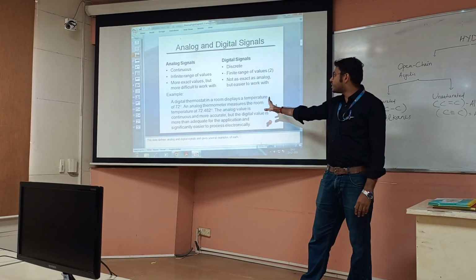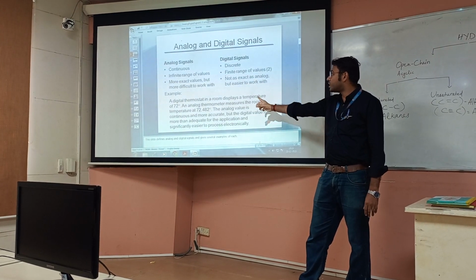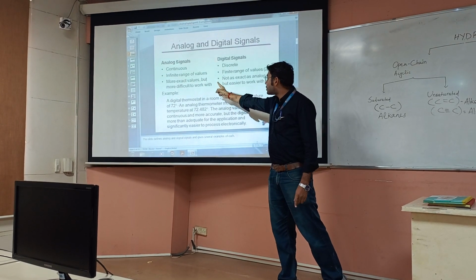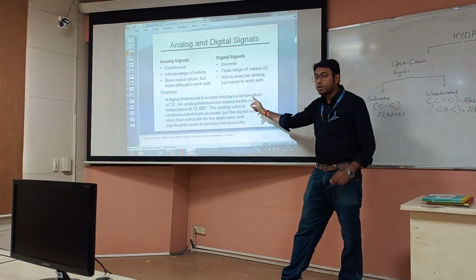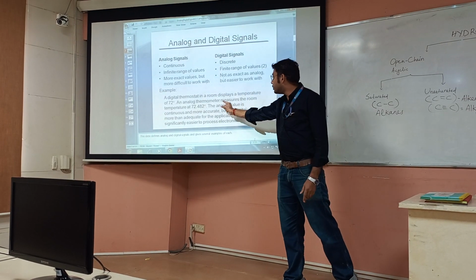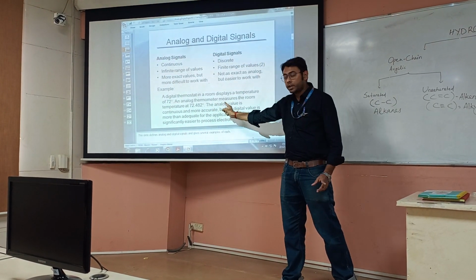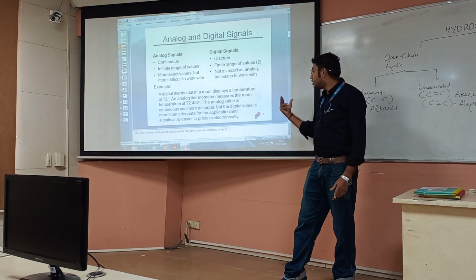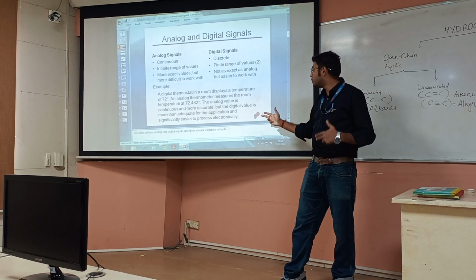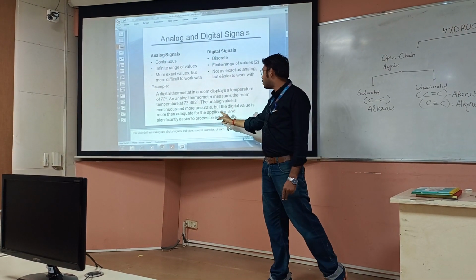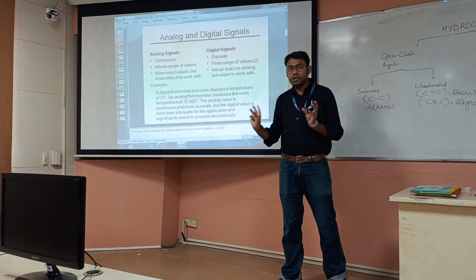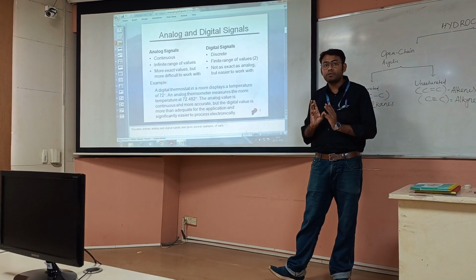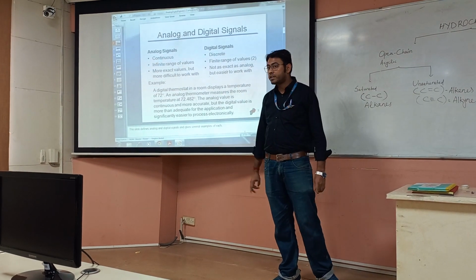So this is one example. Suppose a digital thermostat in a room displays a temperature of 72 degrees. As mentioned, analog signals provide exact values, so if you use an analog thermometer, it will give you the exact temperature, 72.482 degrees. That is the analog value, which is continuous and more accurate. On the other hand, if you use a digital thermometer, the digital value is more than adequate for the applications. It will not give you the exact value, but it will give you some finite information regarding those values. Next slide please.